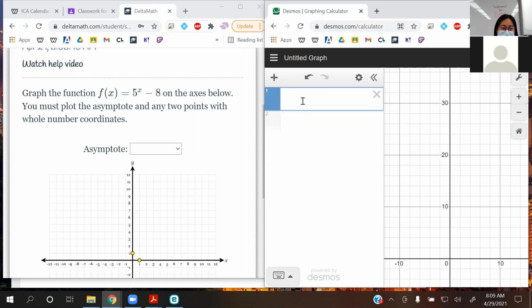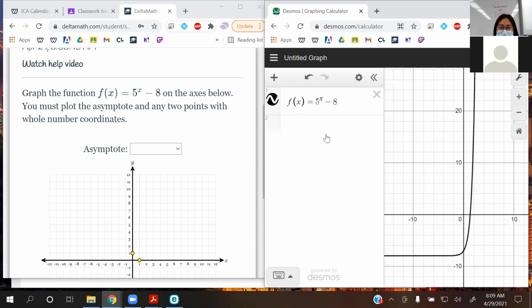Okay, so I'm going to type f of x equals 5 to the power of x minus 8. Okay, so I get this graph, and then I'm going to add a t-table, because I know that it's a little bit hard to find whole number points like this. I know you can find some, but it's a lot easier if you have a t-table. So just to remind you guys how to add the t-table, you press plus and table.